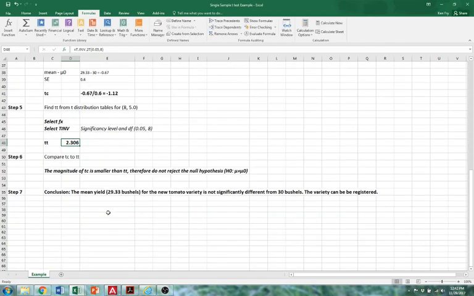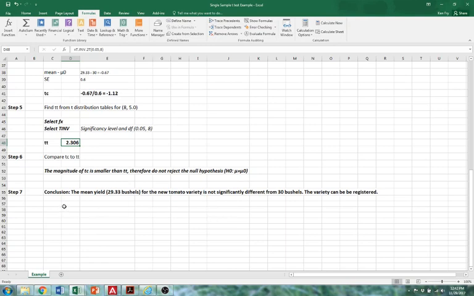So now we compare our calculated to our tabulated. The magnitude of our calculated is actually smaller. So 1.12 is smaller than 2.3. We do not reject the null hypothesis. Guess what? 29.33 bushels for the new tomato variety is not significantly different from 30. We can register that tomato variety.